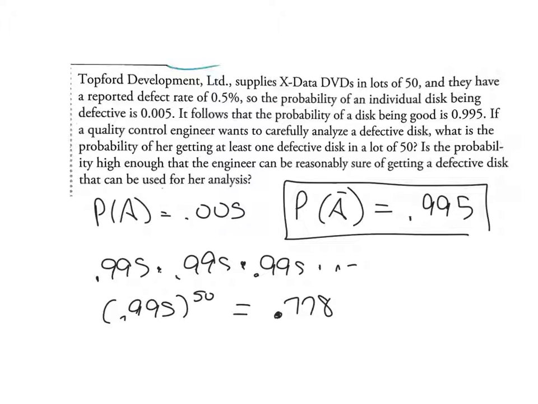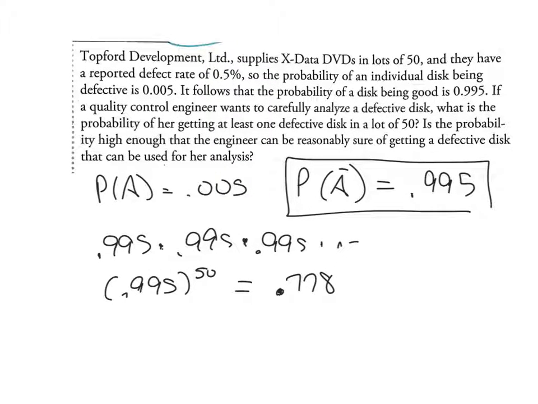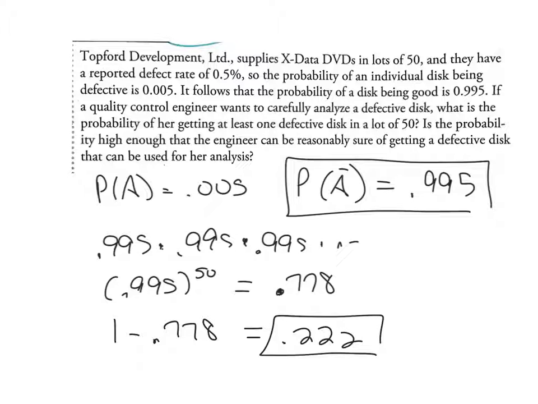So that probability right there is the probability that out of the 50 she chose, she has that much chance of them all being good. So that's not what we want to know. We want to know the chances that she gets at least one bad one. So I'm going to subtract that from 1. 1 minus 0.778, and I would get 0.222. That is the probability of her getting at least one defective one in that lot of 50.